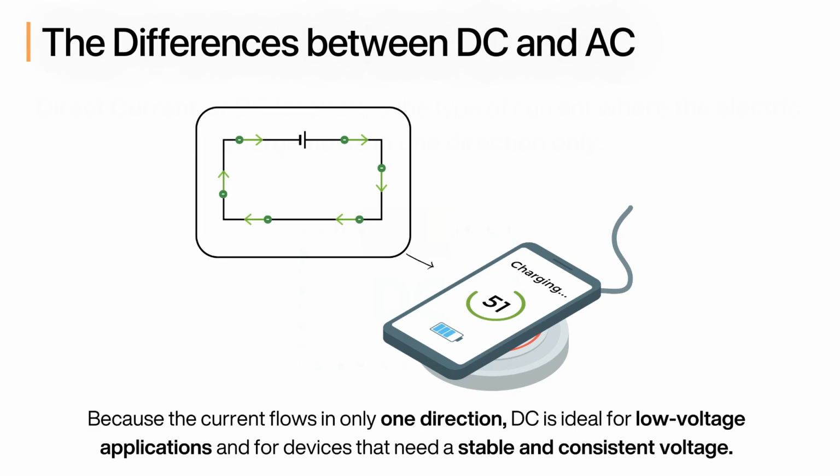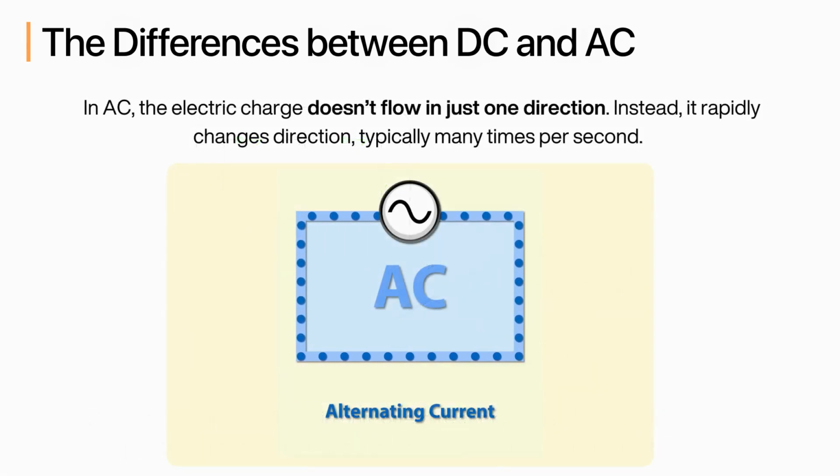Now, let's move on to alternating current, or AC. Unlike DC, in AC, the electric charge doesn't flow in just one direction. Instead, it rapidly changes direction, typically many times per second. This happens because of an alternating potential difference.